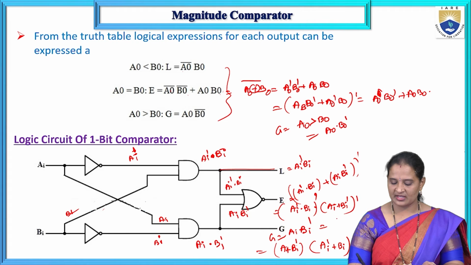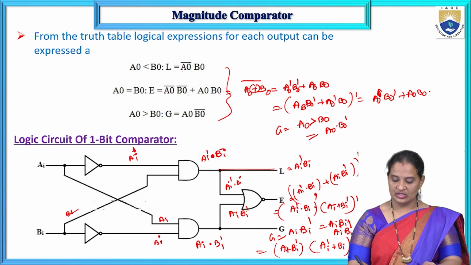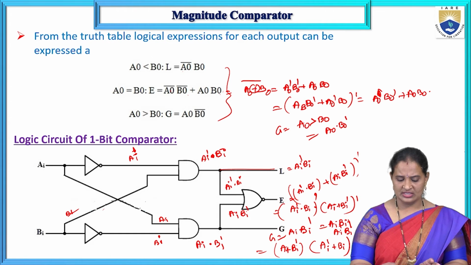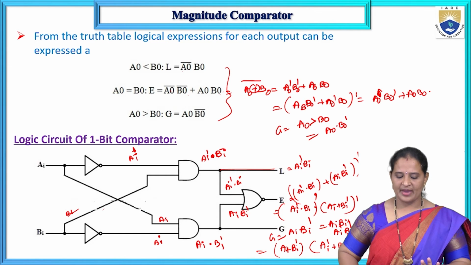Now if I expand this one, I will get AI BI plus AI complement into BI complement. That is nothing but the XNOR gate. Simply you can draw an XNOR gate also. So this is the implementation of the 1-bit comparator.